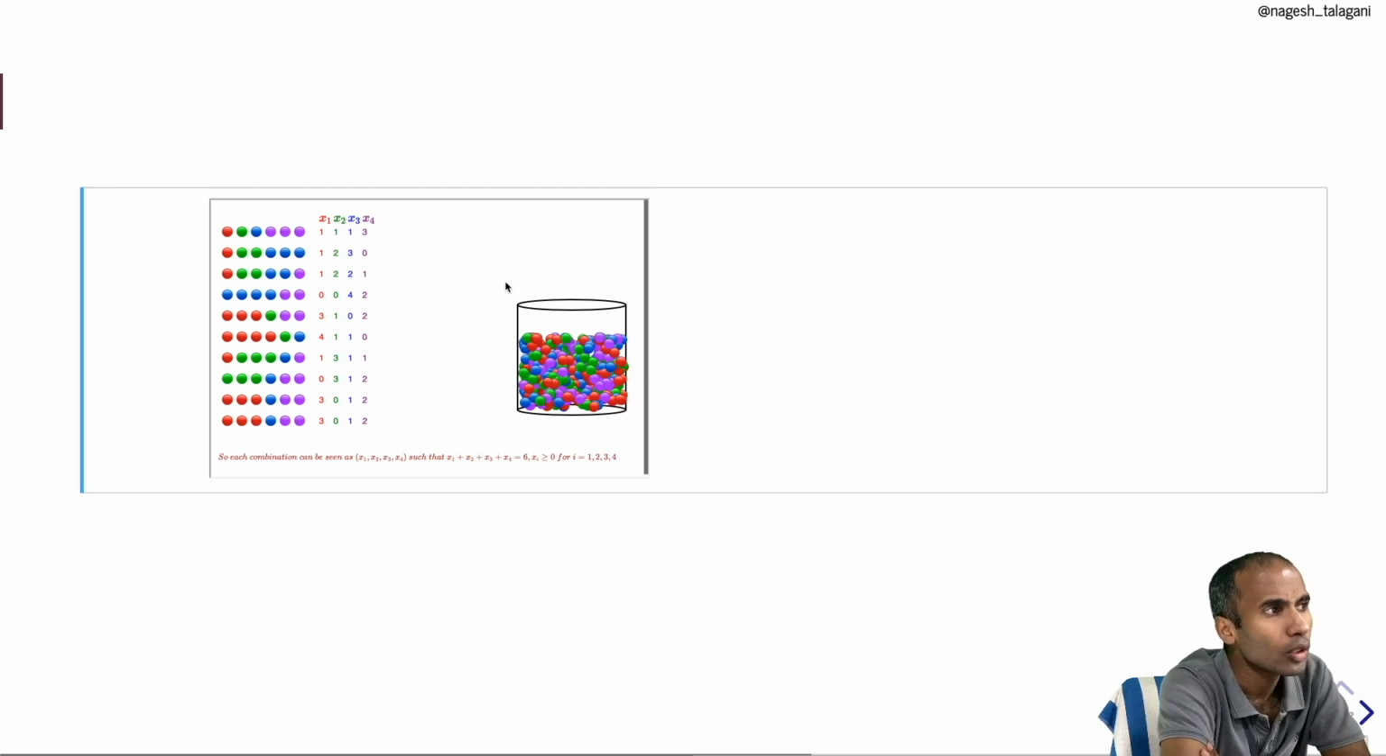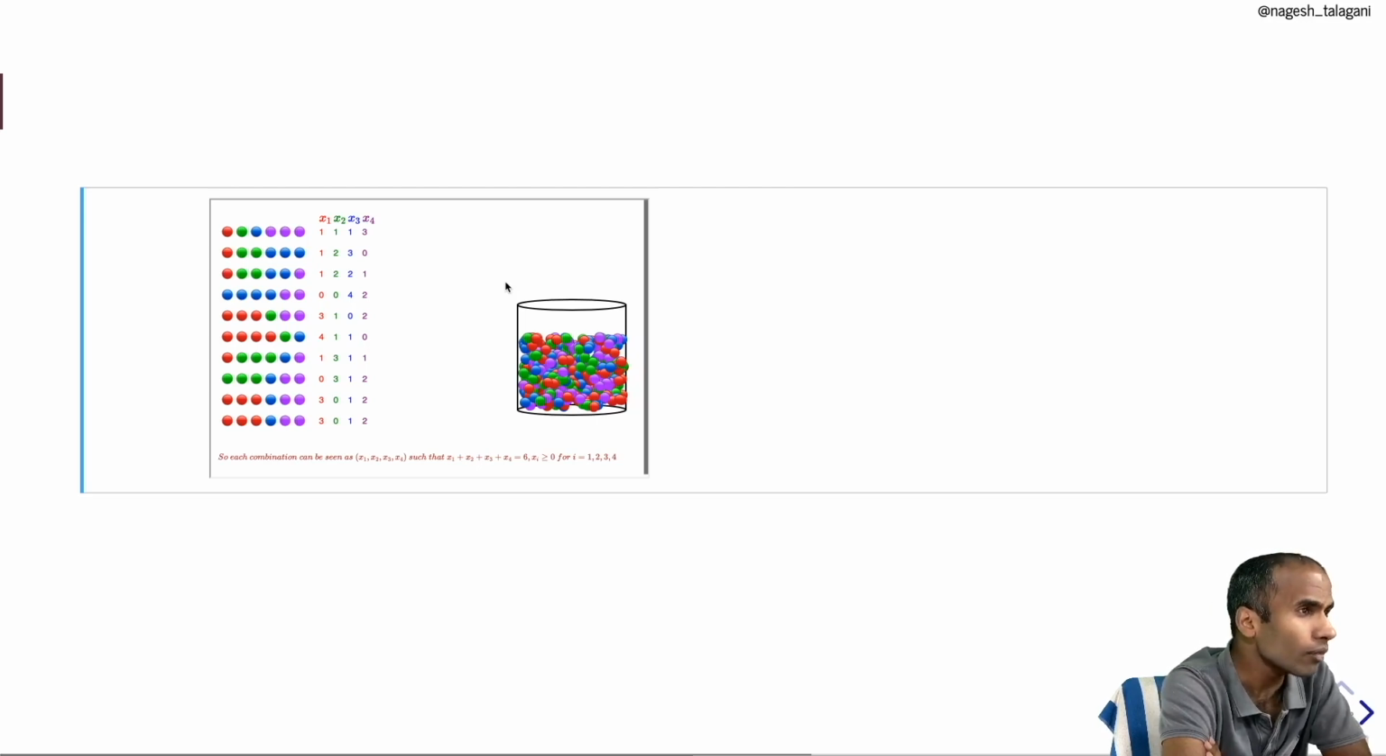Okay, so for a given combination, I can give you a solution for this equation. For a given solution of this equation, I can produce the corresponding combination. Okay, here the general problem is going to be counting the number of non-negative integer solutions of the equation x1 plus x2 plus x3 plus x4 equals 6. Okay, now how do we count the number of solutions of this equation?